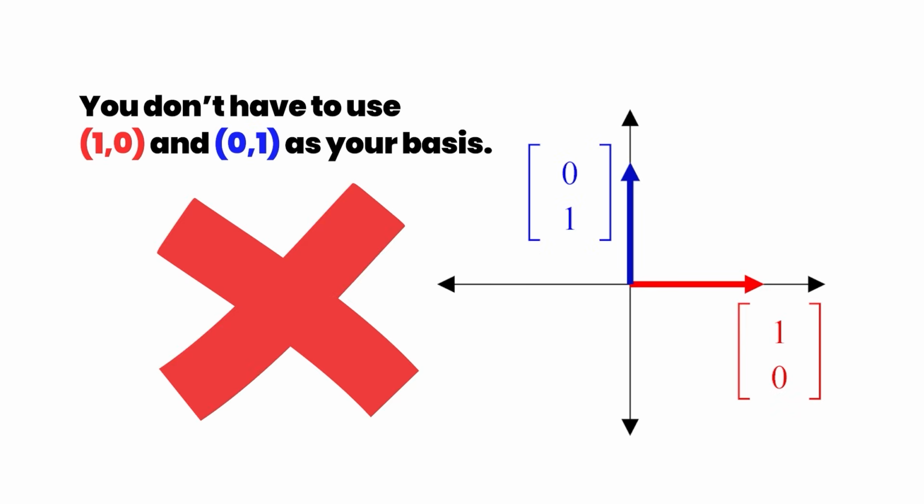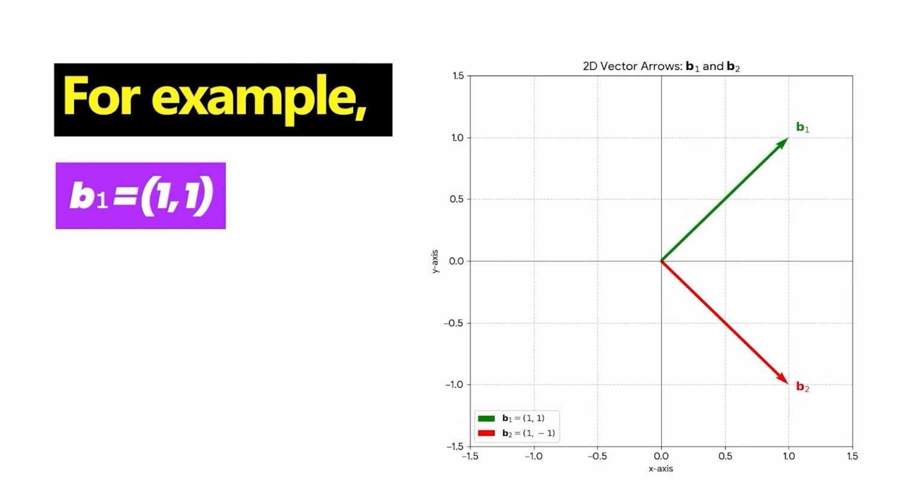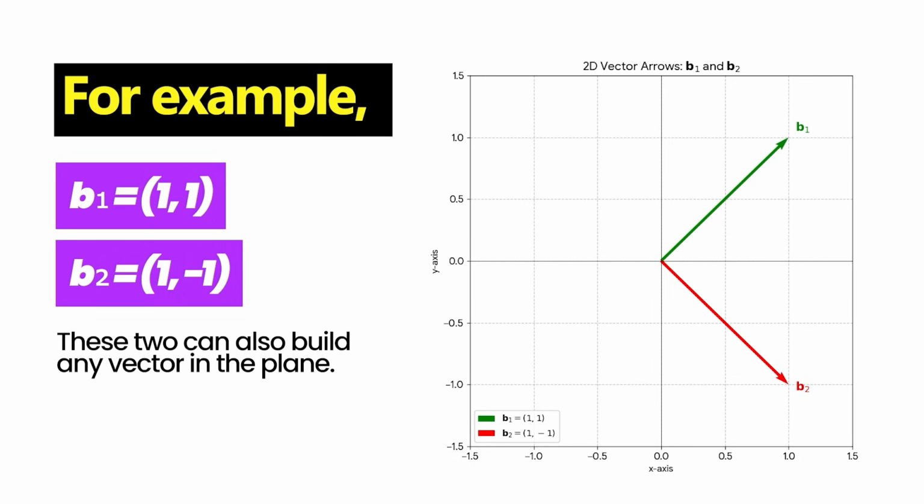You don't have to use (1, 0) and (0, 1) as your basis. You can choose any two non-parallel vectors. For example, b1 = (1, 1) and b2 = (1, -1). These two can also build any vector in the plane.